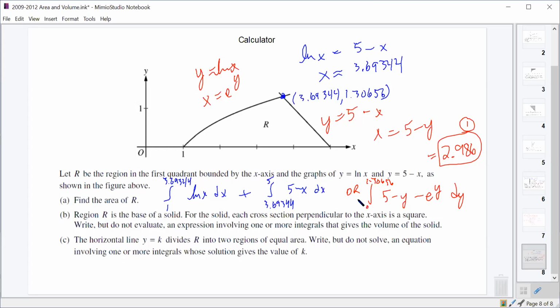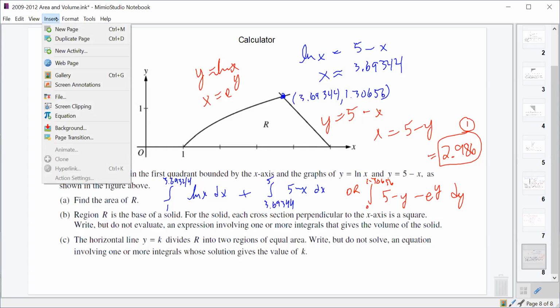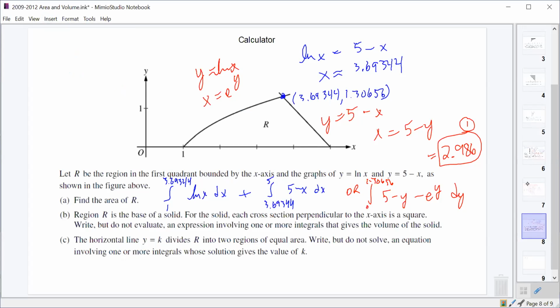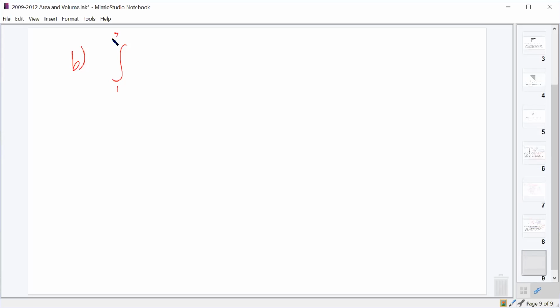All right, part B. This is now the base of a solid, and each cross-section perpendicular to the x-axis is a square. And so we want to write, but not evaluate, an expression involving one or more integrals to give the volume of that solid. So since it's perpendicular to the x-axis, we've got to do it in terms of x. So we're going to integrate from 1 to 3.69344 of the side length, which is natural log of x, squared dx.